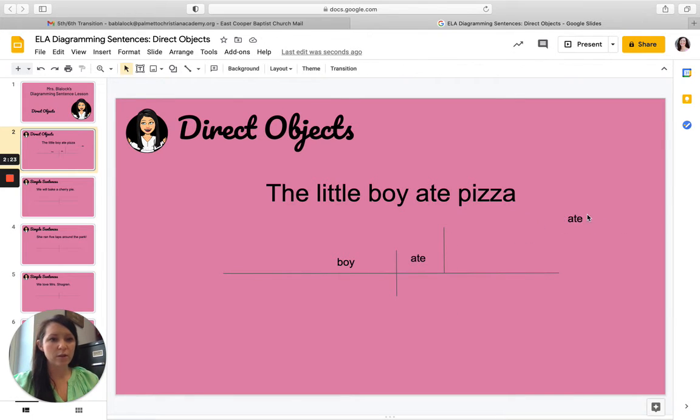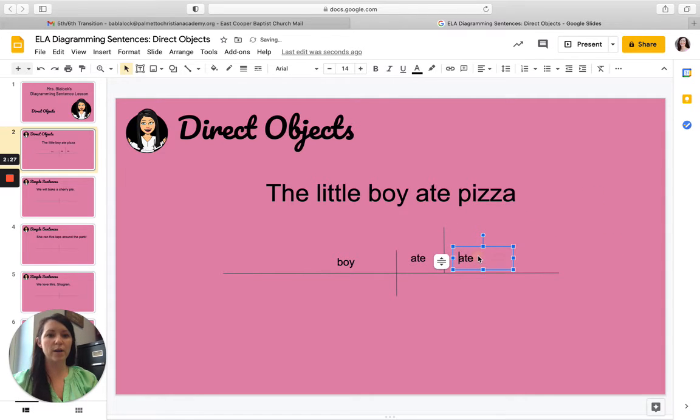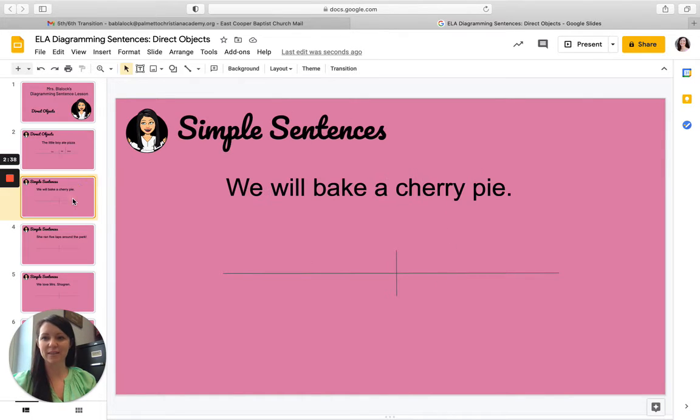So you put in your direct object line, and then you put your word in. So, boy ate, what did he eat? Pizza. So now the sentence is done. Simple subject, simple predicate, and a direct object. All right, next sentence. We will bake a cherry pie.